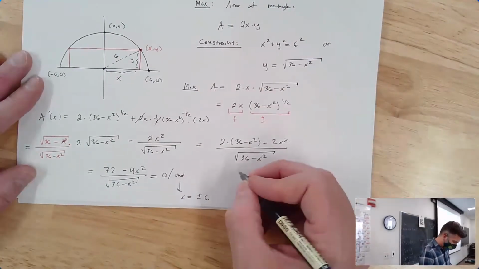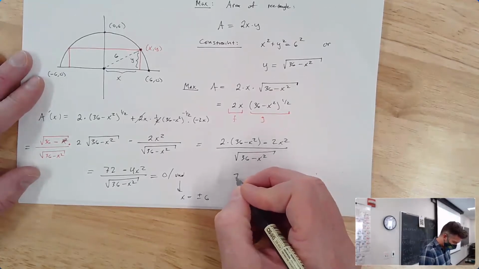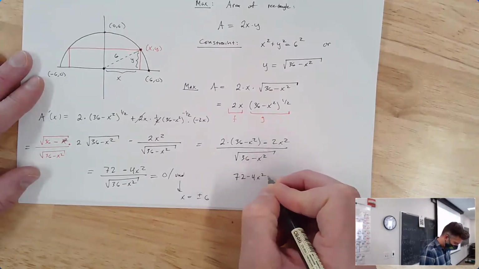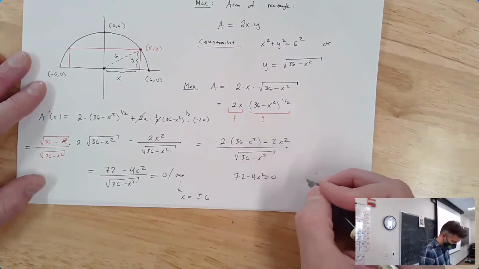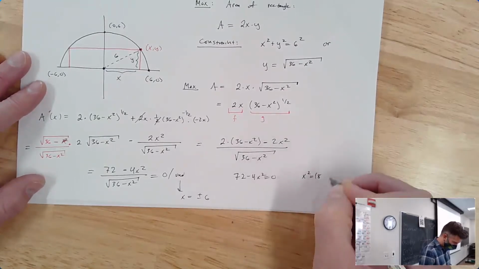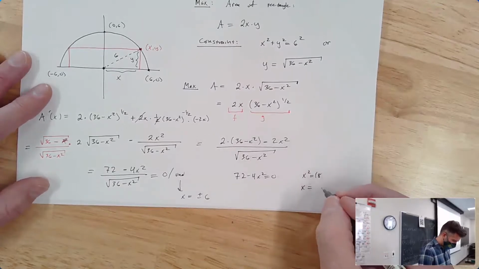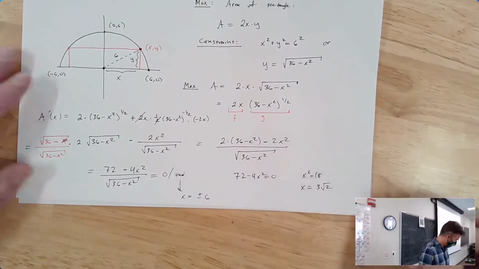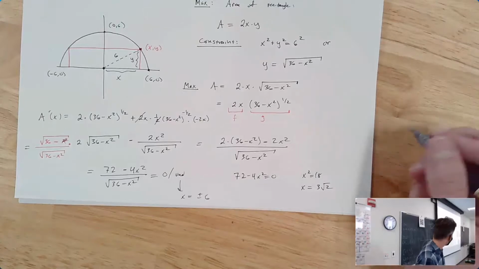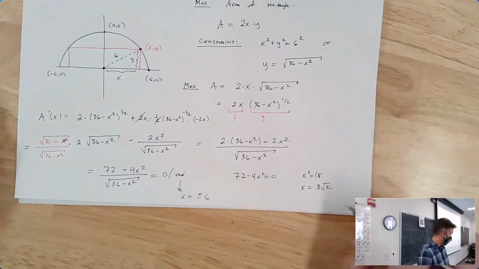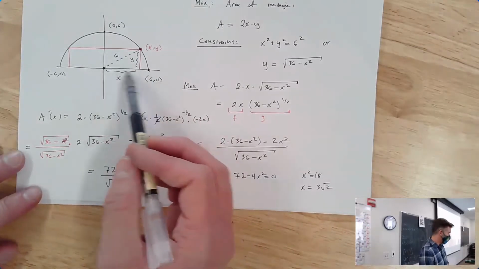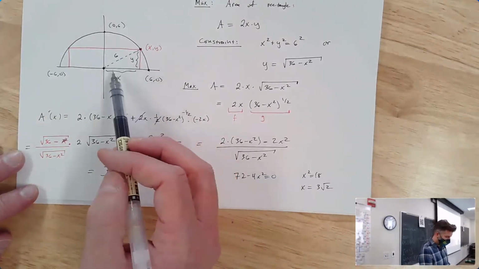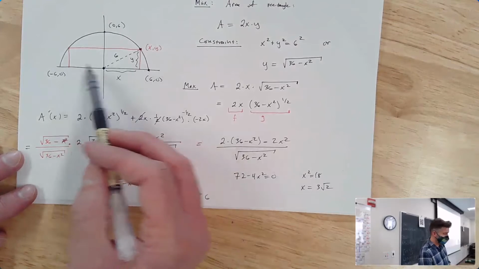Or setting the top equal to 0, 72 minus 4x squared equal to 0, you're going to have x squared equal to 18. So x is going to be the square root of 18, which is 3 root 2. I guess it could be plus or minus. Typically, when you look at this, we limit the x values to be positive so that we don't have to think about it being on the other side.